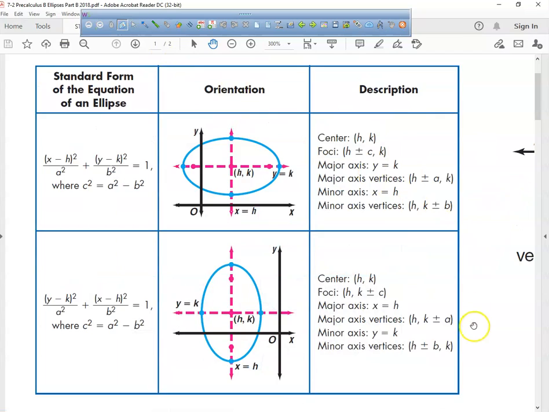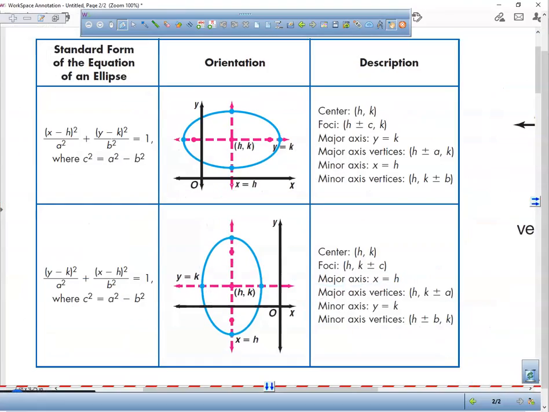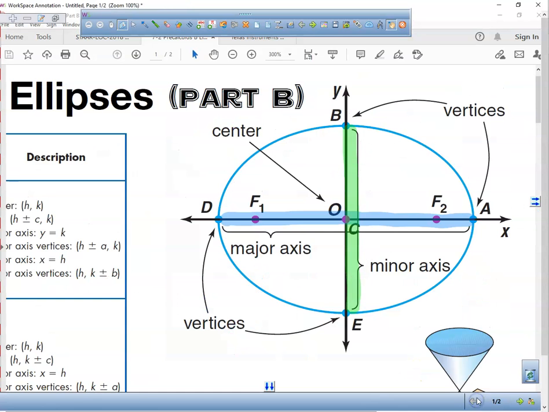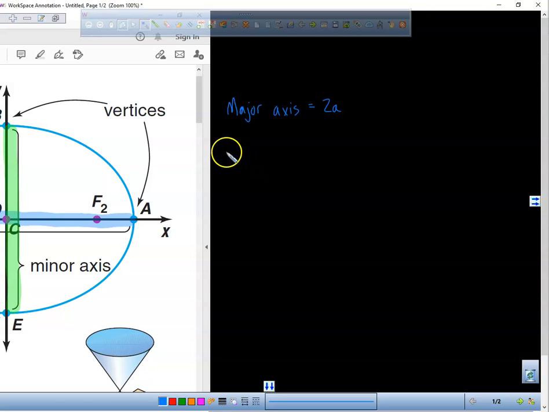Okay, so right now let's go over here. Let's take a look at, we have what's called the major axis and we have what's called the minor axis. Let me go back right over here. What I want you guys to do is write the major axis. This is something that's not on your little chart here. The major axis is always equal to 2 times a, where the minor axis is always equal to 2 times b.